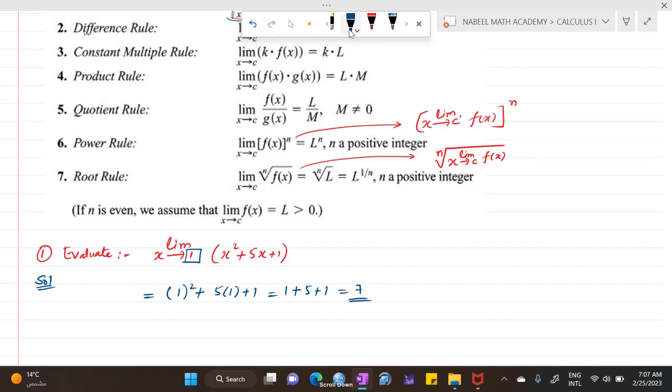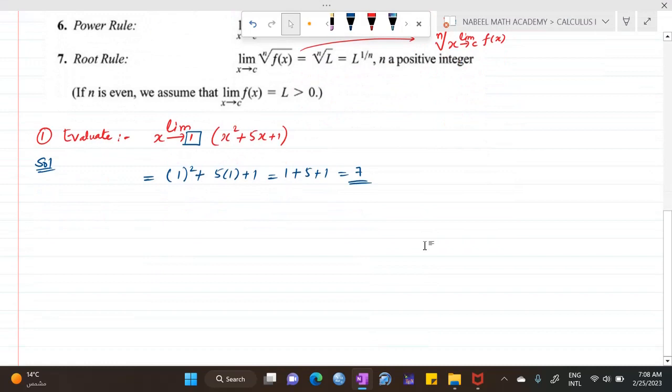It doesn't mean that we are saying x equals 1. We say x is approaching 1. Now the next one here, this is the direct method. So here we say direct. When you replace x with 1, you will get the direct value.